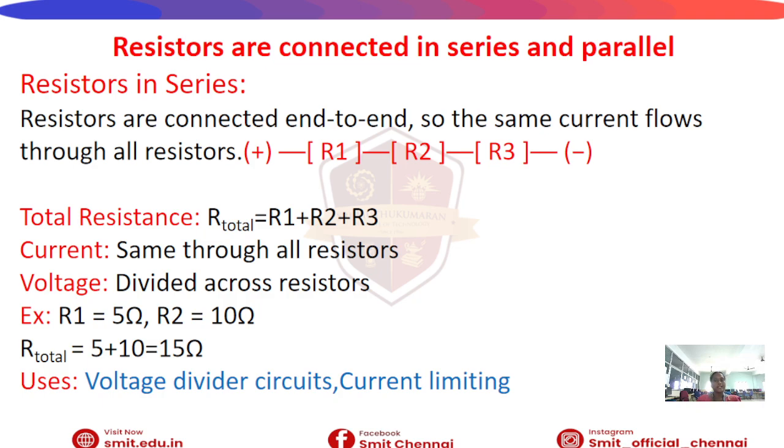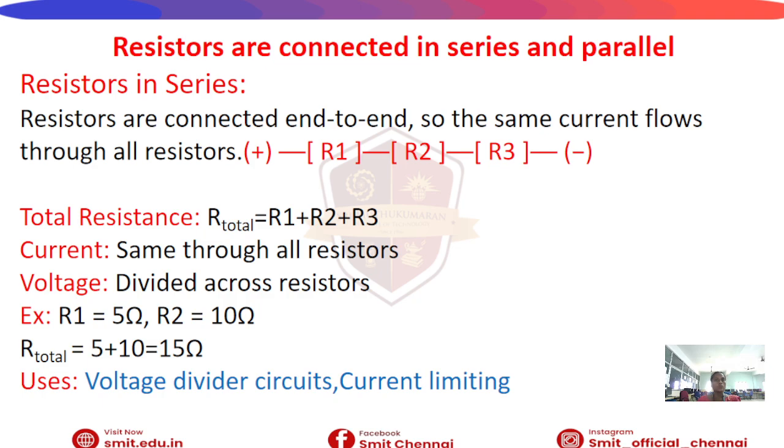Then resistors are connected in series and parallel. First one, resistors connected in series. In a series connection, resistors are connected end to end. The same current flows through all resistors. The total resistance, or effective resistance, another name is equivalent resistance, is denoted as RT. Total resistance is equal to the sum of all resistances.